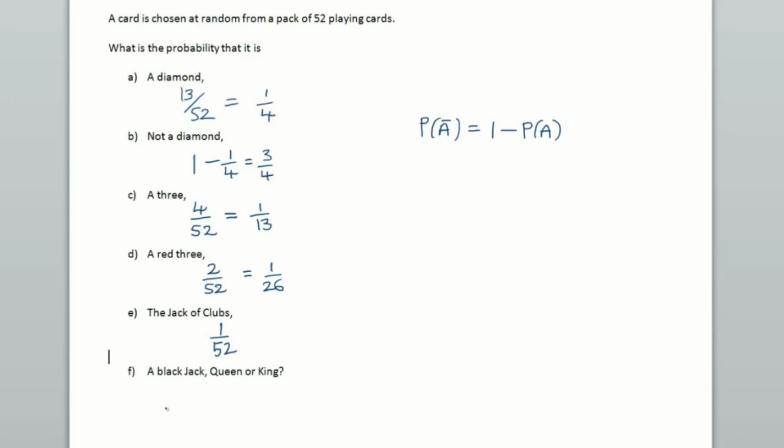Last part then. Find the probability that it's a black jack, queen or king. Well, there are 2 black jacks, so the probability of a black jack is 2 over 52. The probability of a black queen, 2 over 52. The probability of a black king is 2 over 52. That's more likely than just being a probability of a black jack. We add these 3 probabilities together because we're relaxing the criteria, if you like. It can be a black jack, it can be a black queen, or it can be a black king. So it's more likely. What we're looking at here is 3 different situations that cannot occur at the same time. When they can't occur at the same time, they're called mutually exclusive events.